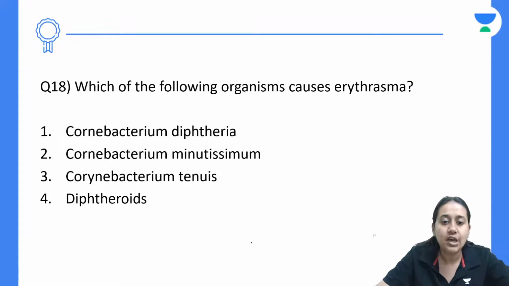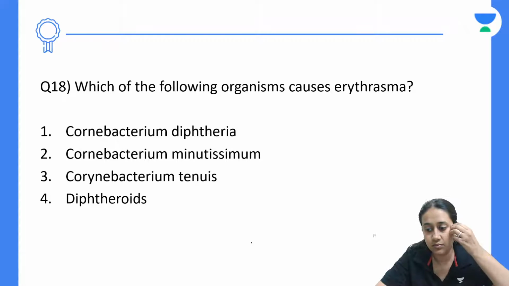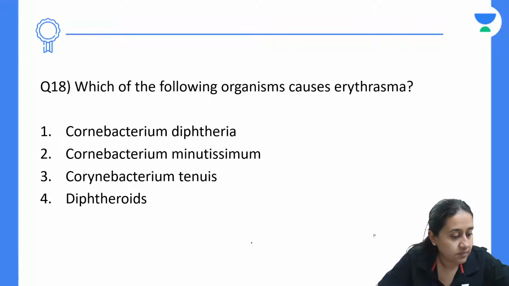Next question. Which of the following organisms causes erythrasma? Corynebacteria diphtheria, Corynebacteria minutissimum, Corynebacteria tenuis, or Diphtheroids? What is the correct answer? Very nice, Jai, Ashima. Very well done, all of you.